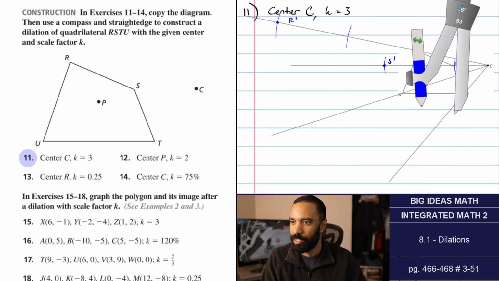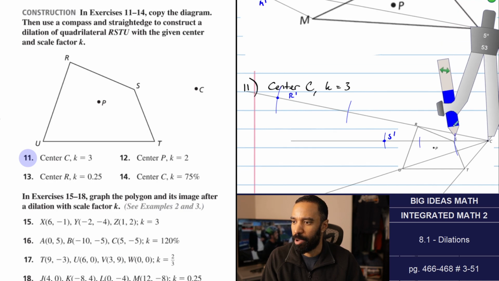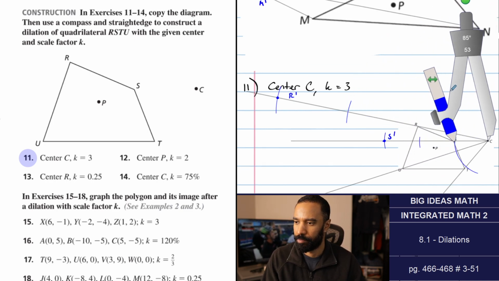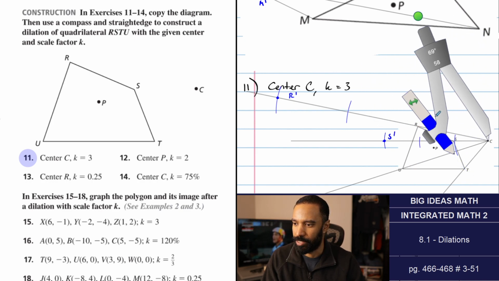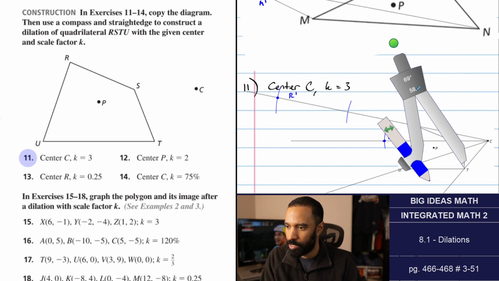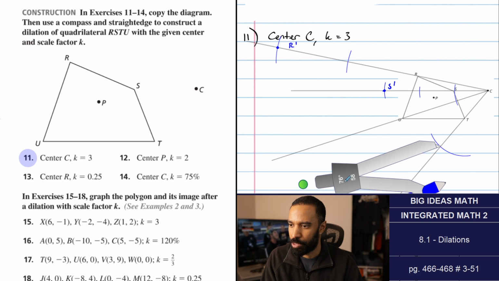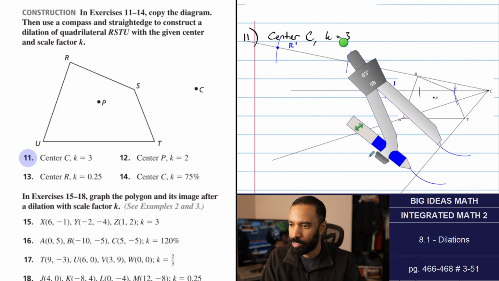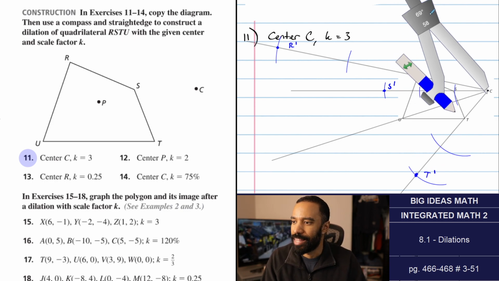Let's go to T. Might be on the same curve. Nope. 1 snap out. Yeah. All right, so there's 1, and 2. Shoot. I don't know if I can get it perfect. 2. And then 3, like there. T prime. T time. And then U.